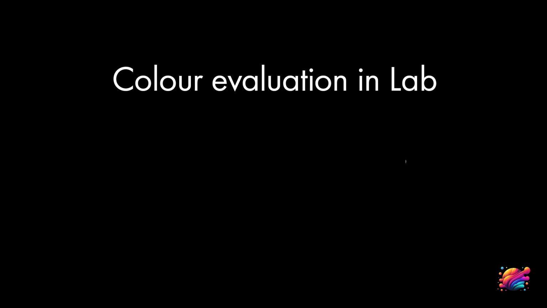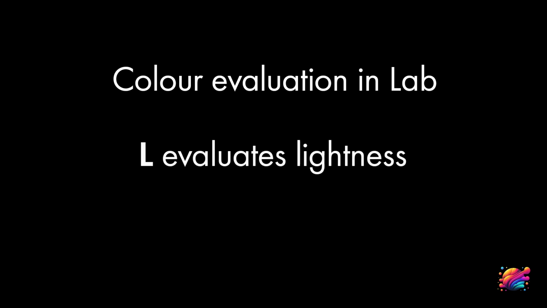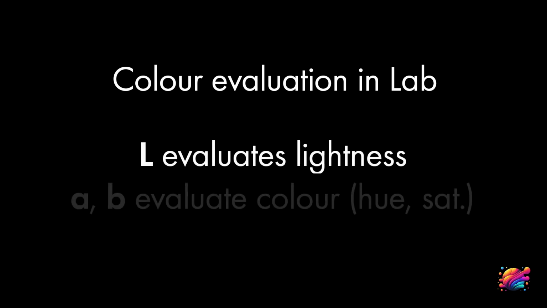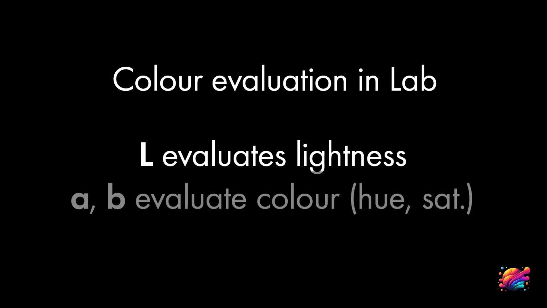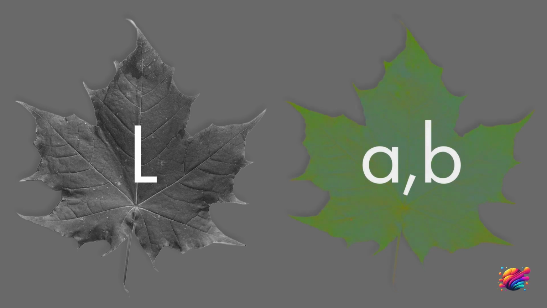If you're not familiar with them, the first coordinate, L, indicates the lightness of what we are seeing, but says nothing about the color itself. The other two coordinates, A and B, define the hue and saturation of what we are seeing, regardless of lightness. To give a simple example, if we examine the color of a leaf, L tells us whether the leaf is light or dark, while A and B tell us what kind of green we are looking at and whether it is intense or subtle.